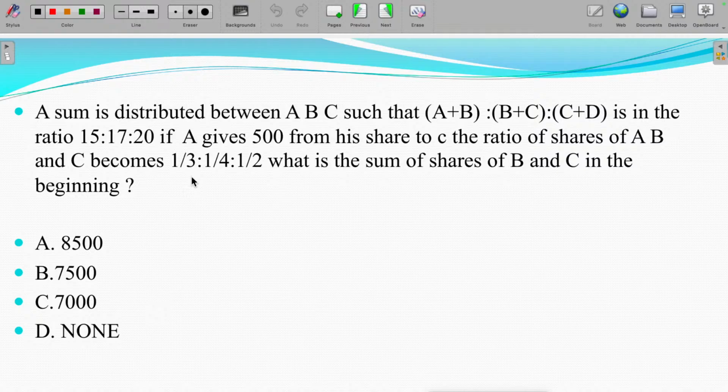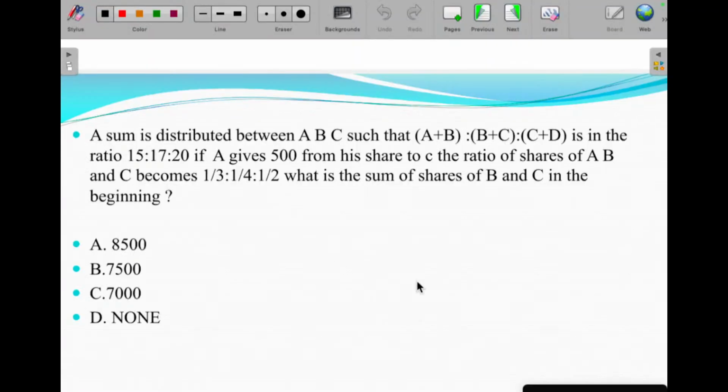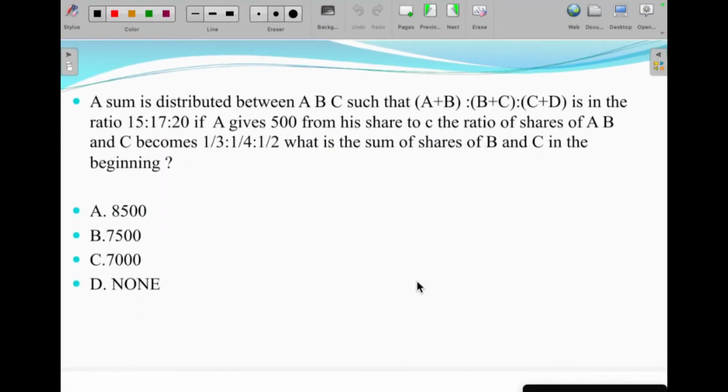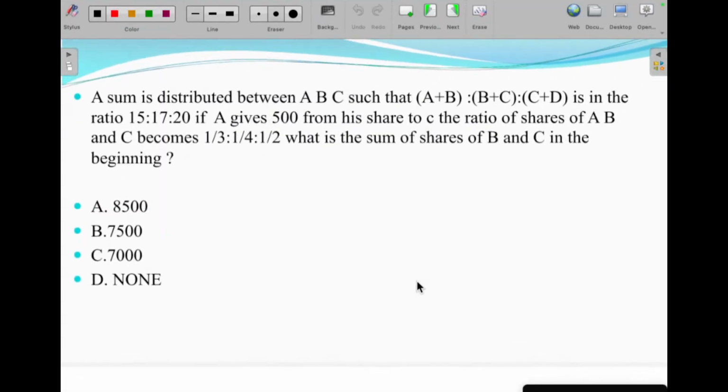Okay. See this question. So yesterday we discussed one important property, also ratio, and how to solve the questions. For the last question we discussed, I think it will be this, right? Yes. Now the next question is this.